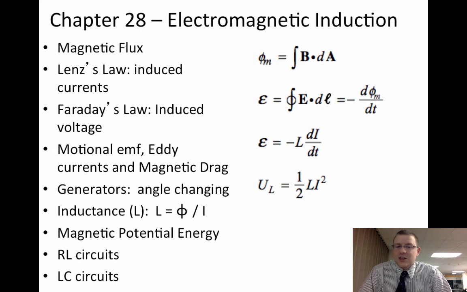We looked at changing flux in not just changing magnetic field strength or areas. What if we change the angle? So we found in the generator that if we rotate a hoop through a magnetic field, it will also generate EMFs at a particular rate, at a particular frequency.